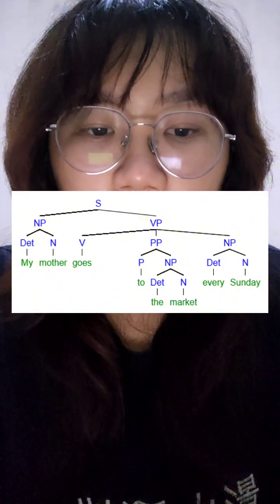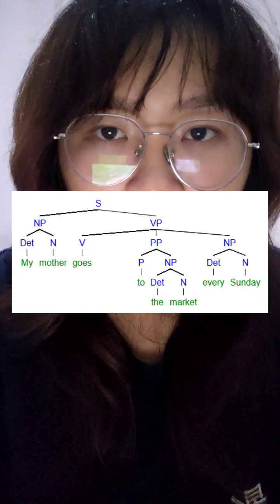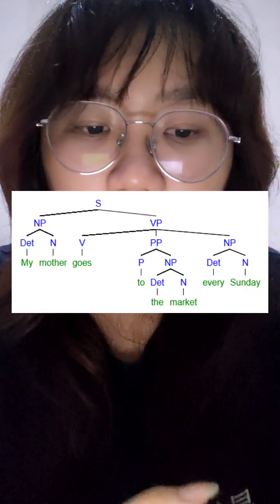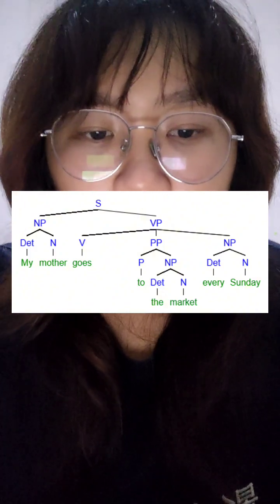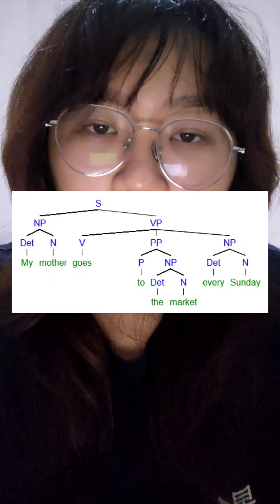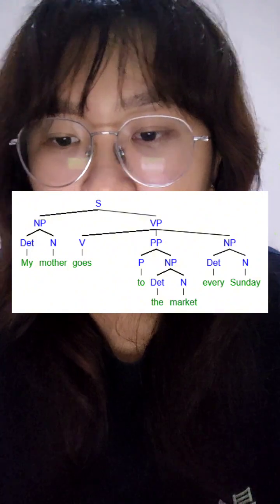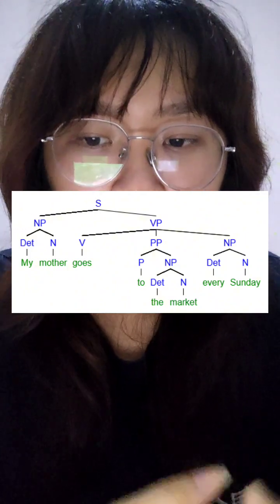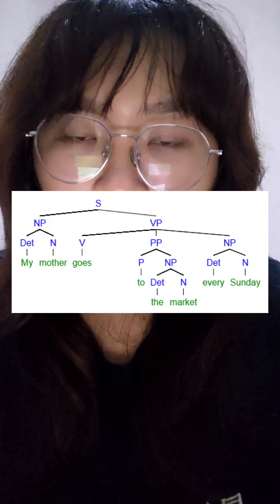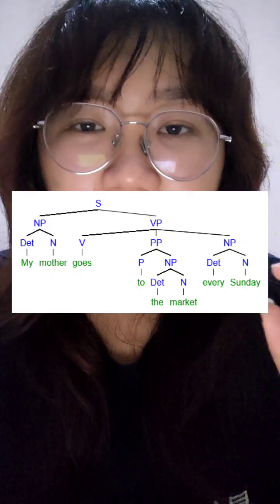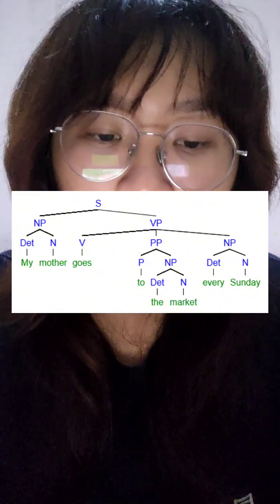Now, the third one in the verb phrase is the NP, the noun phrase, every Sunday. Now, why is every Sunday here connected to the VP, not to the PP? Remember, every Sunday here affects the activity that happens. So my mother goes to the market every Sunday. So the activity, goes to the market, is done every Sunday. So it has nothing to do with to the market. So that's why it goes to the VP part.